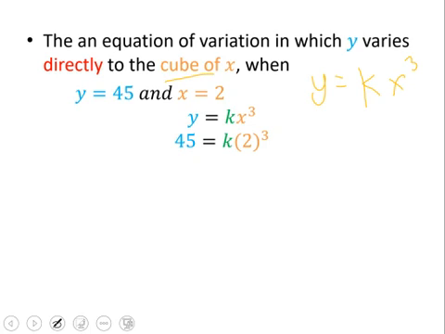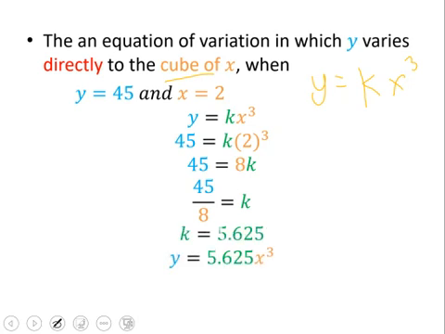All right, so when you multiply it through, 2 to the 3rd power ends up getting you 8. So you end up with 45 divided by 8, and that is your k value. So then when you plug it back into the equation, you end up with y is equal to 5.625, which is 45 over 8, x to the 3rd power. And that is our variation. So now, if we have another x or y, we can find the other missing variable.